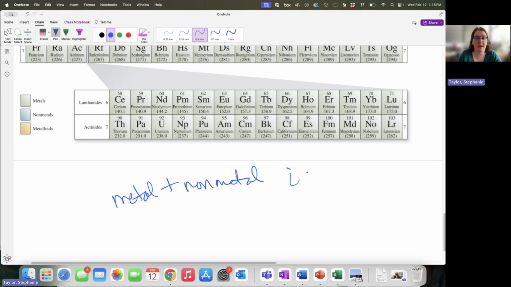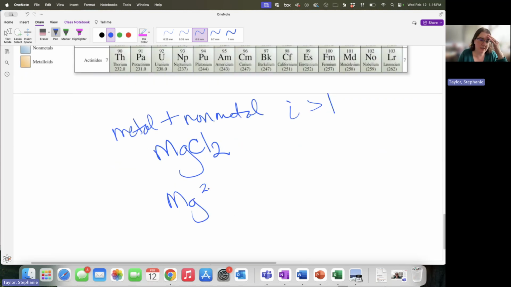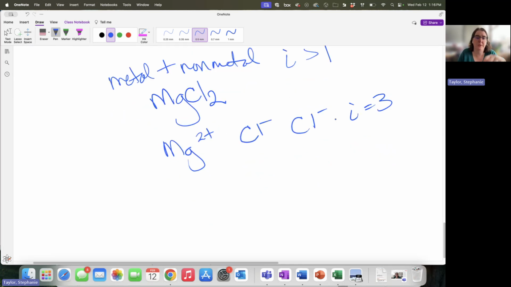A metal plus a nonmetal will have some sort of i value greater than 1, because we expect that to dissolve or separate into pieces. So if I have something like magnesium chloride, that's going to give me 1 magnesium and 2 chloride pieces, which would be an i of 3. Some other components that you do need to know to help you out: you do need to know your strong acids.